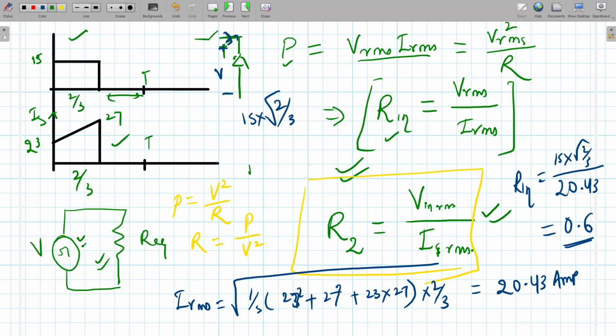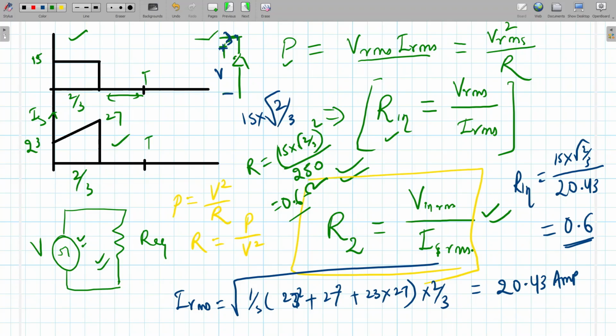So R is equal to (15 into root 2 by 3) whole square divided by power, how much? 250. This will be 0.61. See, this thing we have to clarify: where to take RMS and where to take average. In the first case, why have we taken RMS current? Because one voltage source was continuous, and what we are observing across the diode, that voltage is also variable and current is also variable. So in that case, we have to take the RMS value of these two. So we will get this as 0.6 ohm.